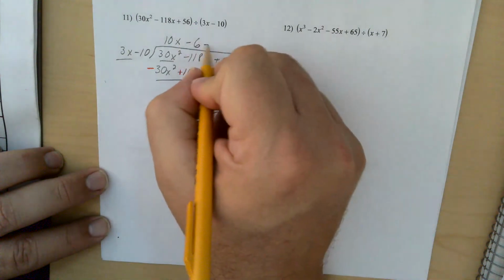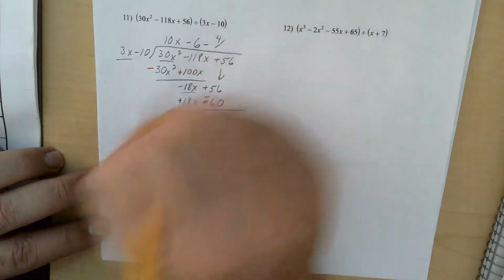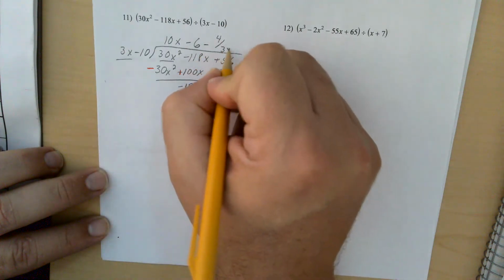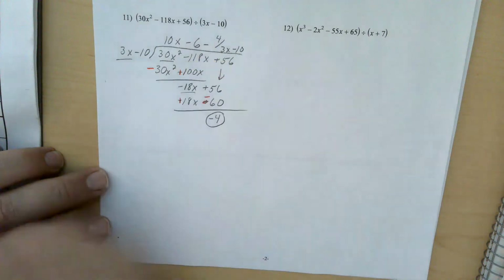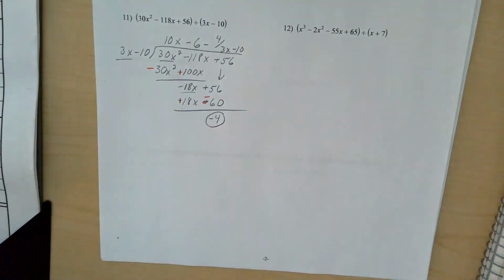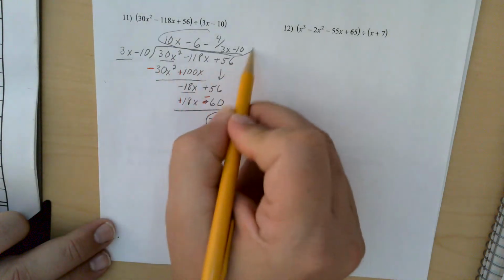So I'm going to write my remainder. Since it's negative, I'm going to do a minus sign. I'm going to put a positive 4 over 3x minus 10. Now, if you make this a plus, you can then make the remainder negative 4. Either way, you're fine. That is the quotient.